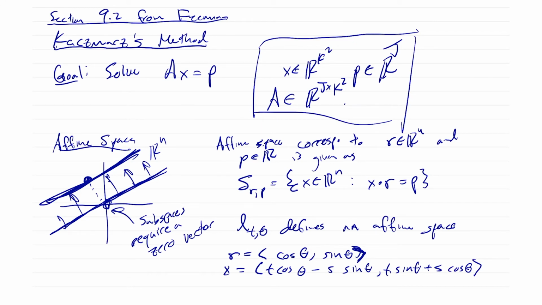And so s basically will run through every value of this affine space, and then what you end up getting is r dot x equals t cos²θ − s sin θ cos θ + t sin²θ.